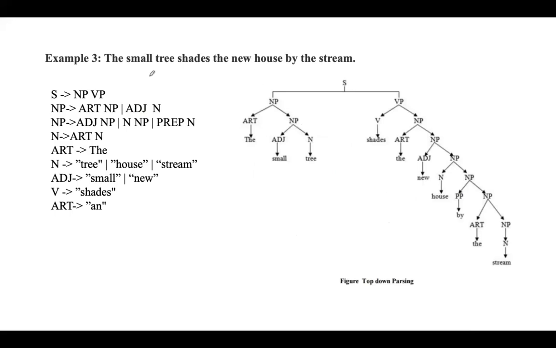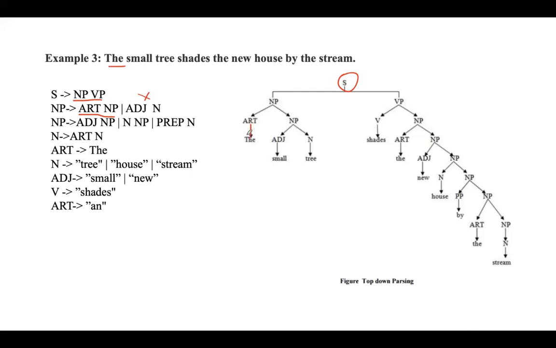And third example, the small tree shades the new house by the stream. So start with a start symbol. And here you can see S derives NP, VP. Now expand the tree from left to right. So NP, check the productions for NP. NP derives article NP, noun phrase. So check which production to select here. If you take adjective and N, the is not an adjective. So you can't choose this here.